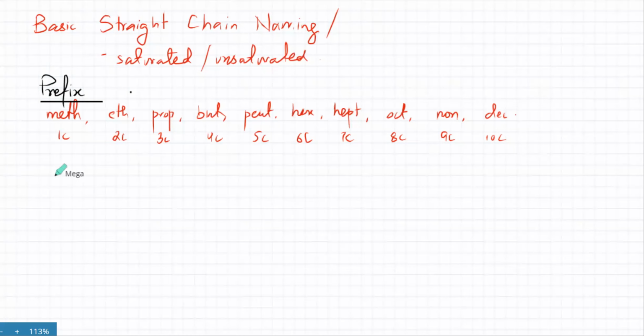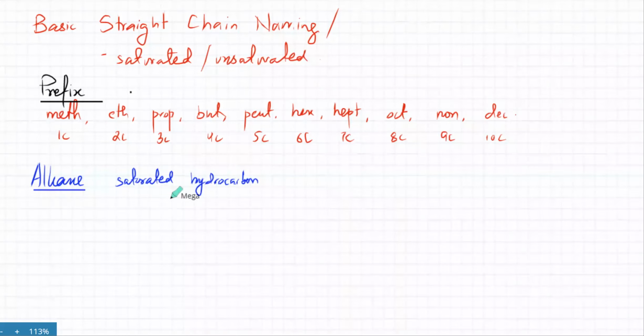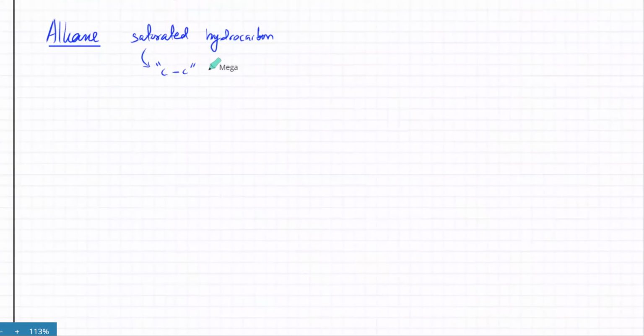So we're going to start with the very basics. Alkane, and I'll briefly tell you what an alkane is. An alkane is a saturated hydrocarbon, which means it's only going to have hydrogen and carbon atoms. Saturated also means that all carbon-carbon bonds are going to be single bonds. That is the meaning of a saturated hydrocarbon.